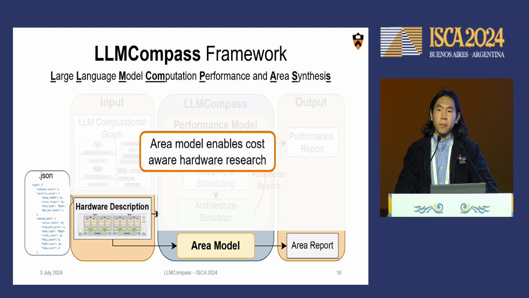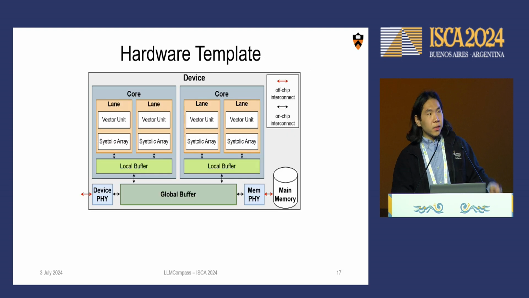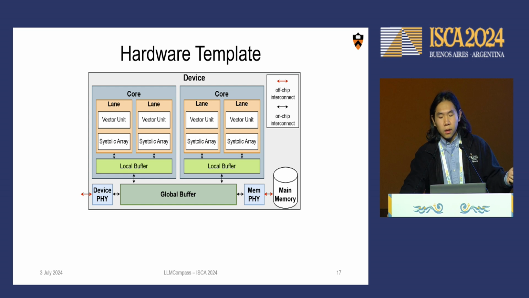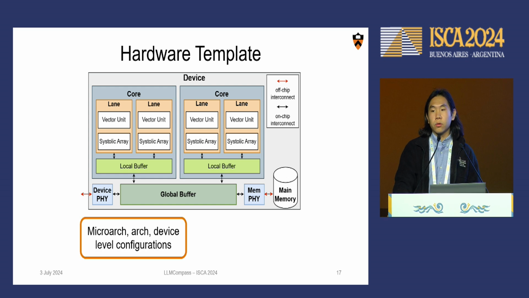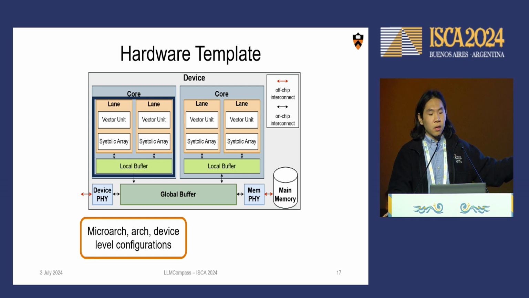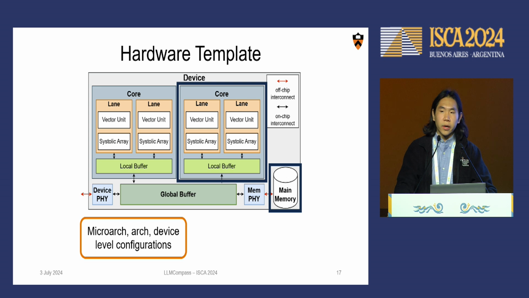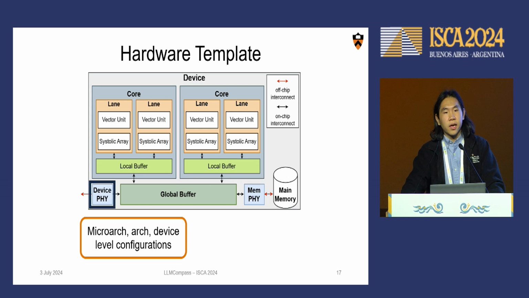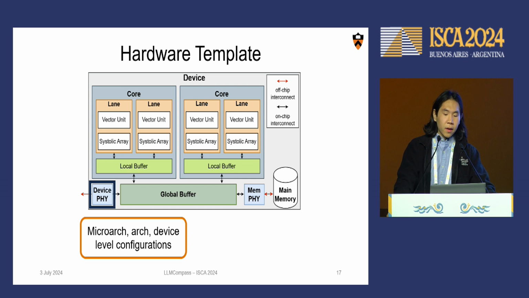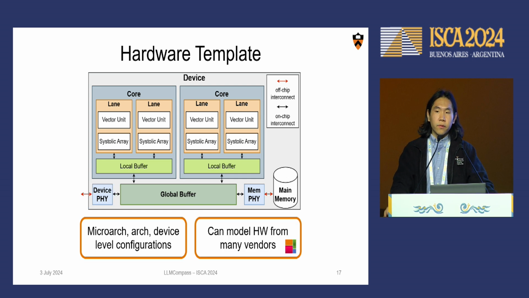LLMCompass also incorporates an area model, which will generate estimated die areas for the provided hardware description template, which enables seamless cost-aware research. To dig a bit deeper into our hardware template, LLMCompass provides users fine-grained control over microarchitecture level details, such as systolic array dimensions and local buffer sizing, architecture level details, such as core counts and memory capacity, and device level configurations, such as device count and device-to-device bandwidth. This allows us to model a variety of hardware for multiple vendors, as well as your own custom designs.